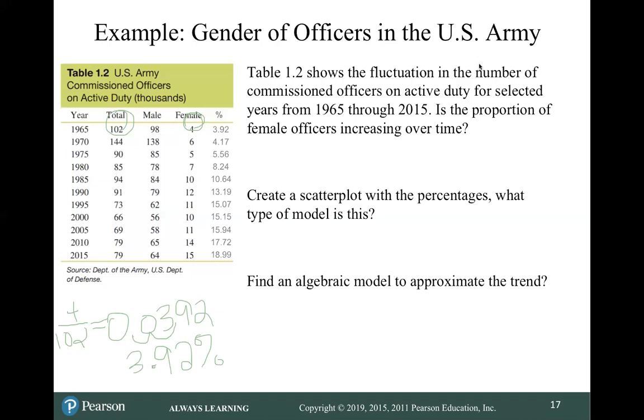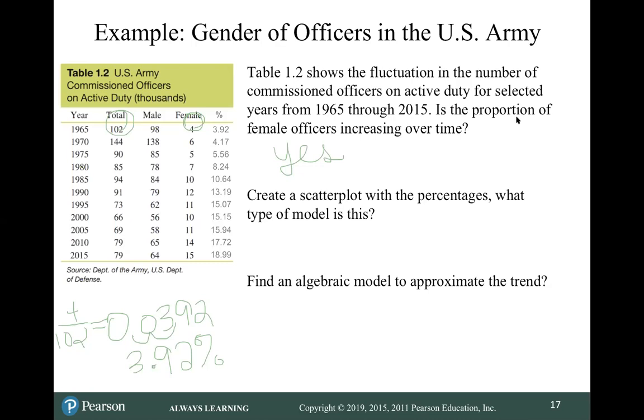Okay, so go ahead and compare your percentages to the ones that I got here. And again, that's just each row, female divided by total, and then turning it into a percent by multiplying by 100. So the question was, is the proportion of female officers increasing over time? Because of that word proportion, we know we have to look at the comparison. So we found the percentages. Is it increasing over time? Yes. If we look at the trend, generally it is increasing over time. Each percent gets higher and higher as we go down the list.